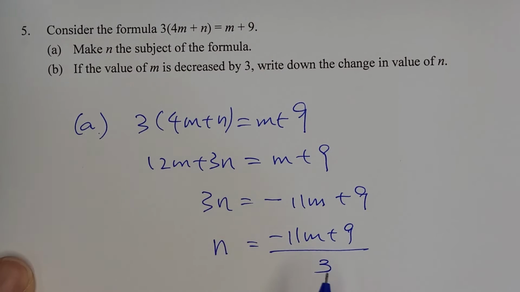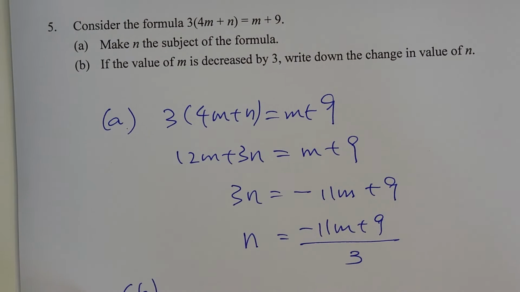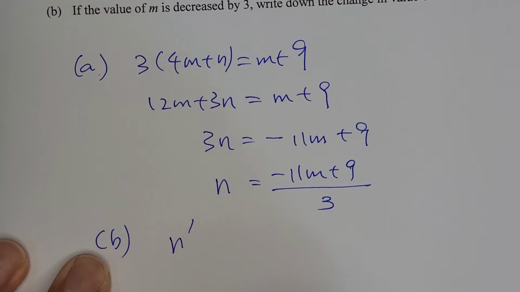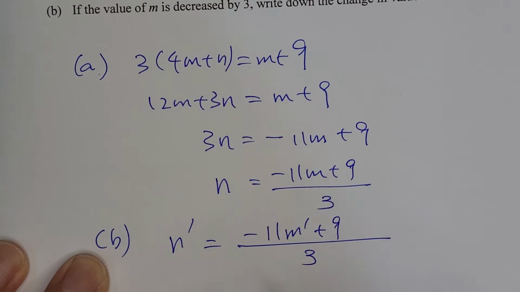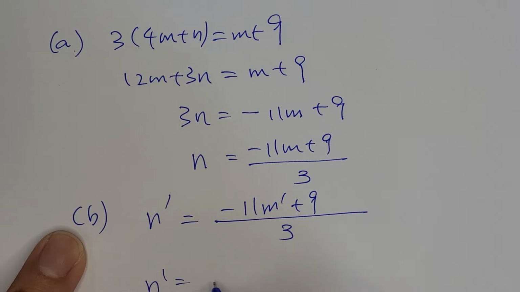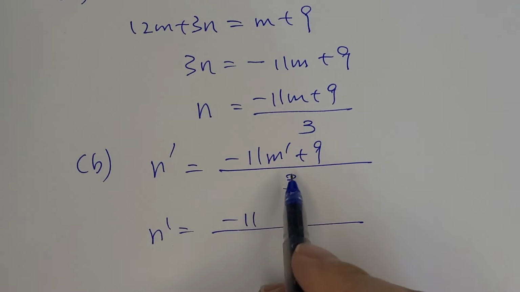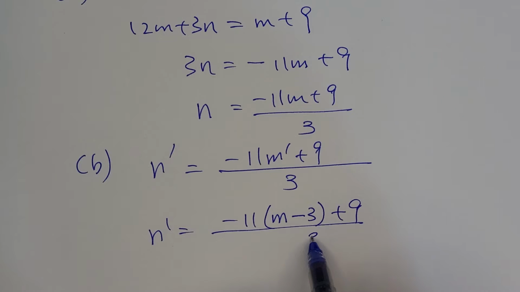And part B, if the value of m is decreased by 3, write down the change of n. So what can we do? We can write in this way, okay? The new value of n prime can be written as negative 11m prime plus 9 over 3. M prime is the new value of m, okay? But the problem is, what is the relationship between m prime and m? M prime is the original value of m, minus 3, decreased by 3, okay?